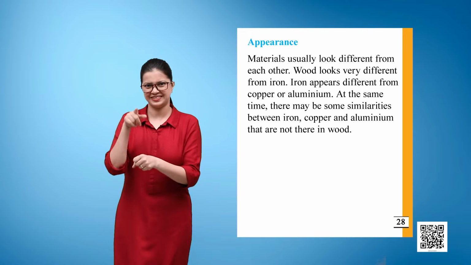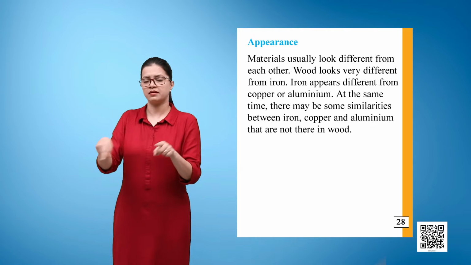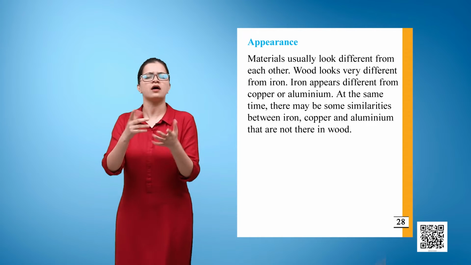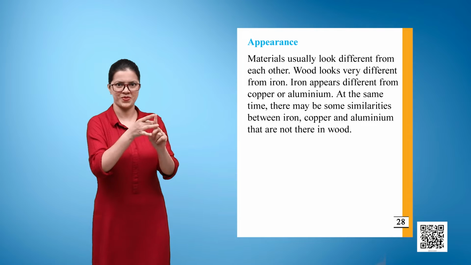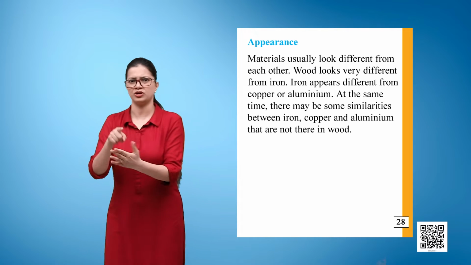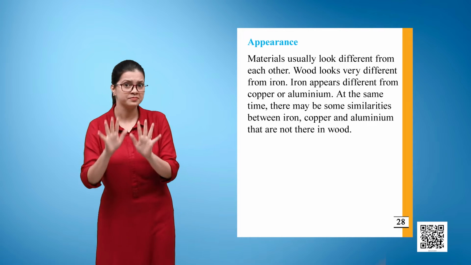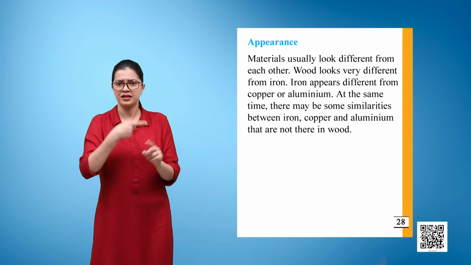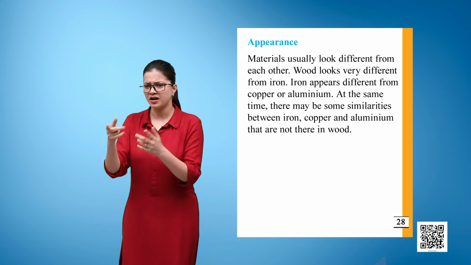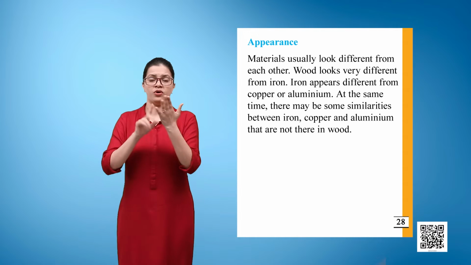Wood looks very different from iron. Iron appears different from copper or aluminium. At the same time, there may be some similarities between iron, copper, and aluminium that are not there in wood.